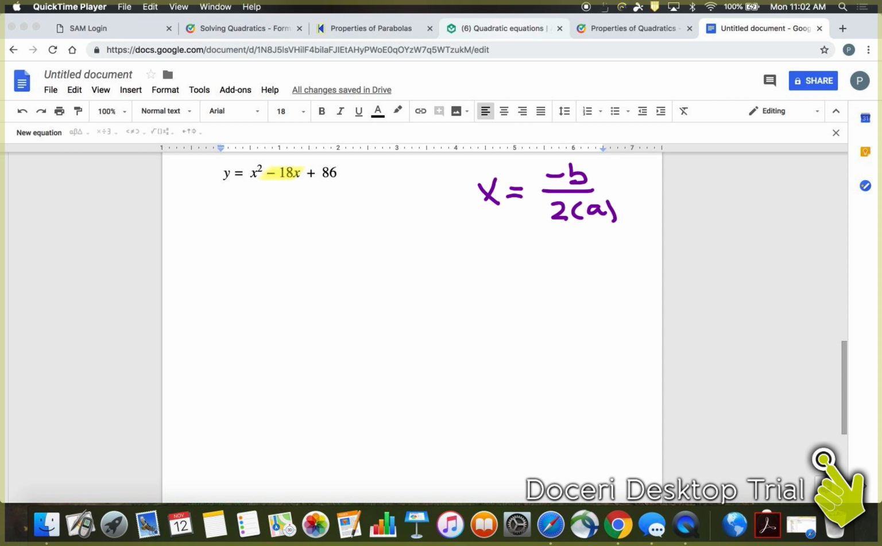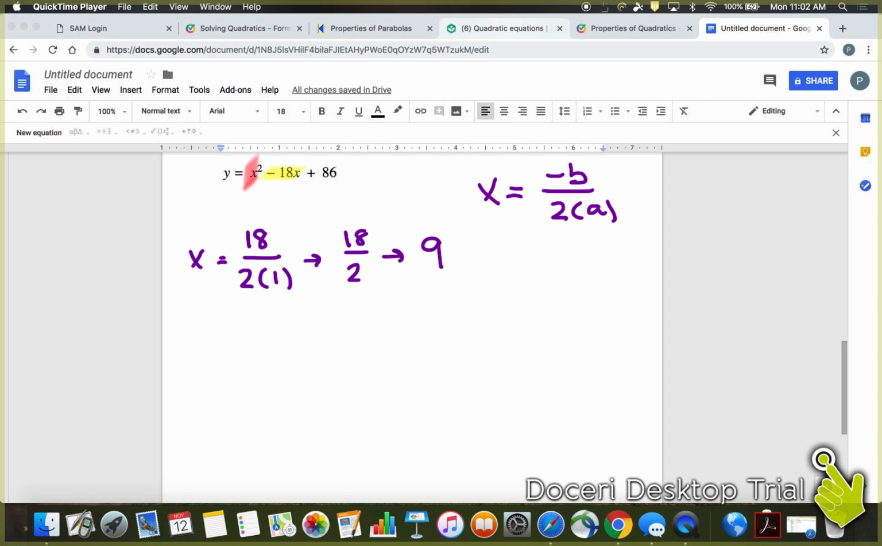So we need to take the opposite of b. Right now our b is a negative 18. So if we take the opposite of it, we need to have a positive 18. We've got x equals a positive 18 over 2 times our a value. Our a value will be highlighted in red. All right, we'll notice here that there's not a variable or not a coefficient in front, so we just know that there's an understood 1. So we end up with 18 over 2, which is just basically 18 divided by 2, which is 9.